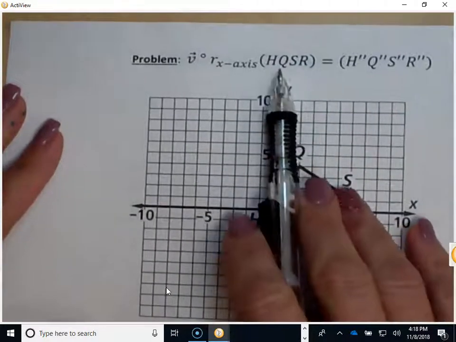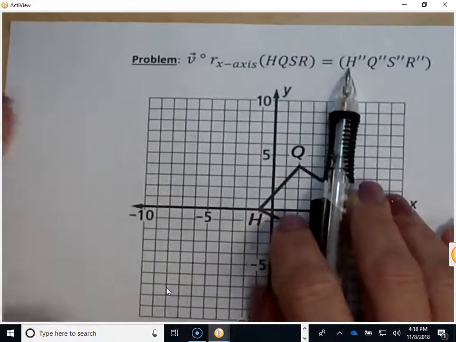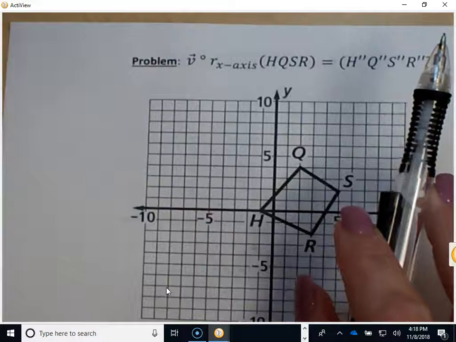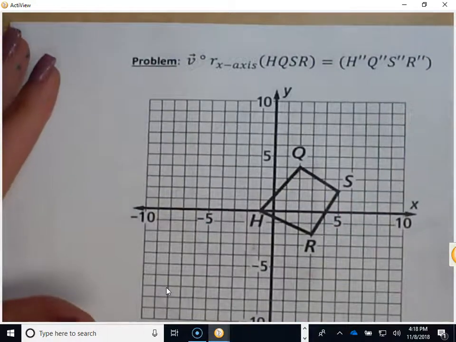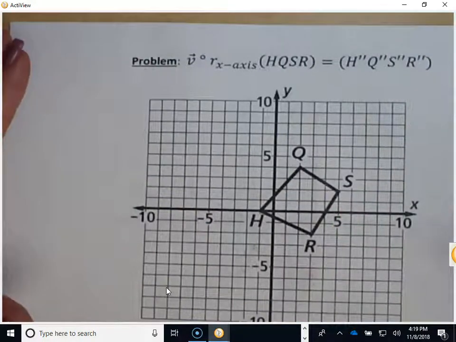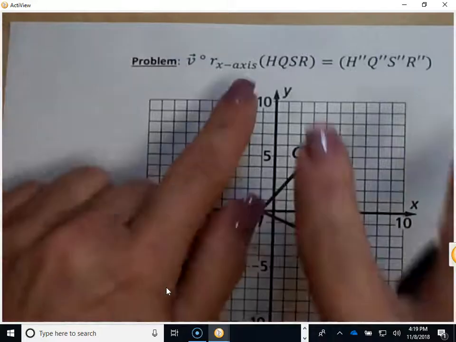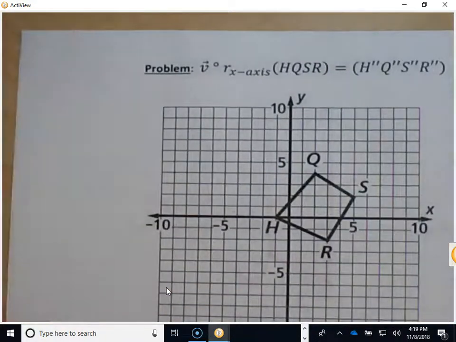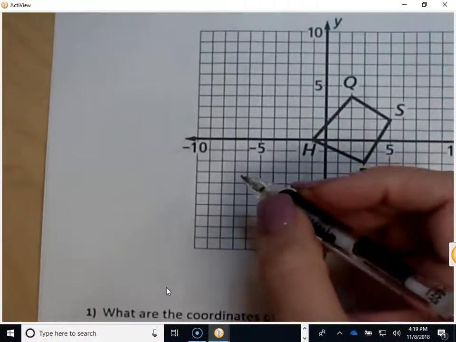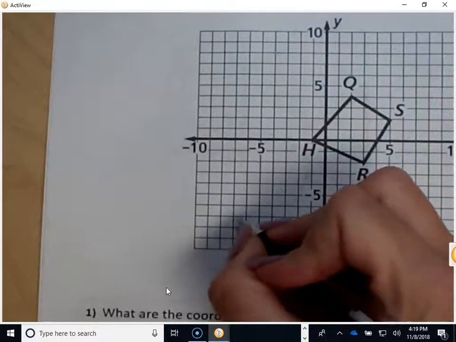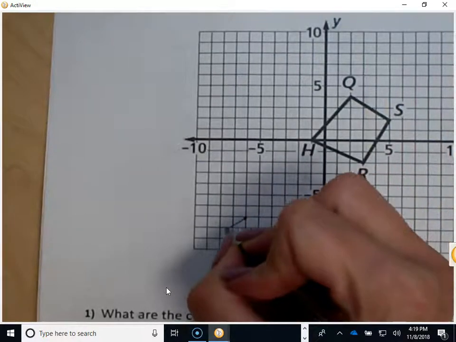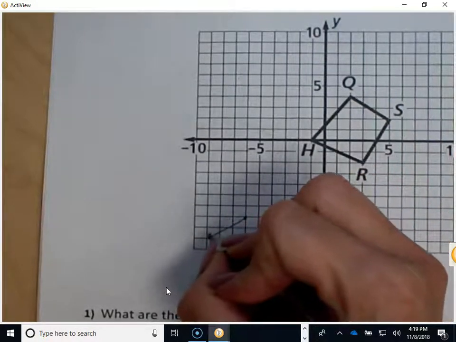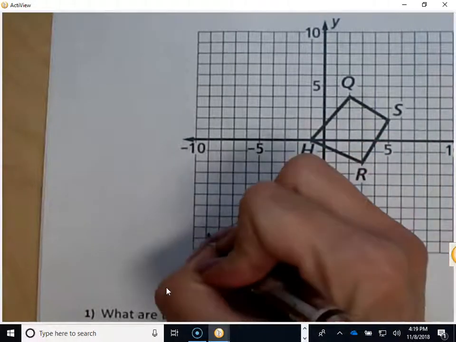The nice thing about this one is instead of changing the letters on us, we can go ahead and call these H double prime, Q double prime, S double prime, R double prime. I like that. First things first, we're going to work our way from the parentheses out. We're going to reflect across the x-axis first, then we'll do our vector. The pre-image is written on here this time, however, we still need to put our vector on there. I'm going to draw that first. I'm going to go from here down to this corner here. So this will be my start, this will be my end.